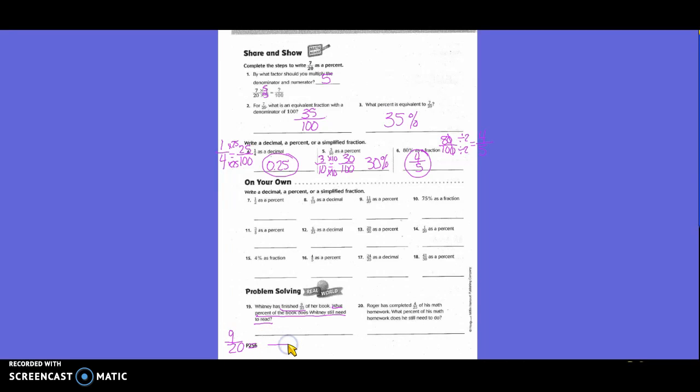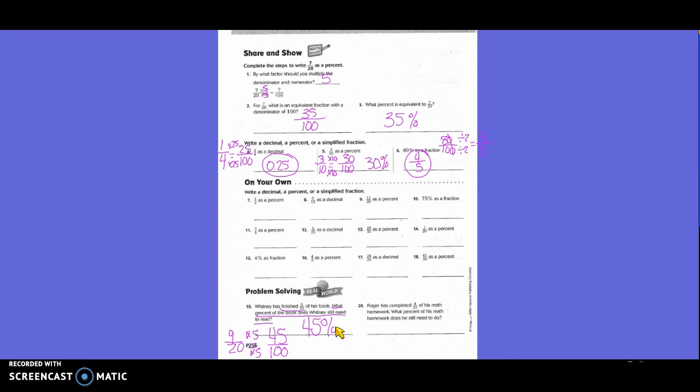So what's on the bottom? 100. How did I get from 20 to 100? Times 5. So what I do on the bottom, I also do on the top. So 9 times 5 is 45. So my answer is 45%. And is 45% correct? No.